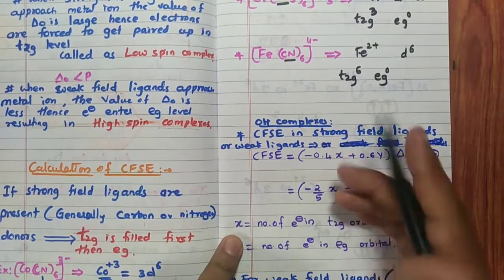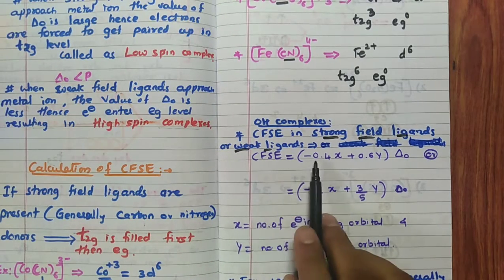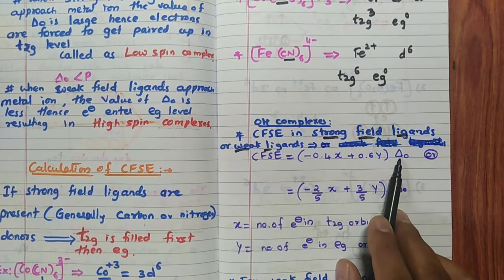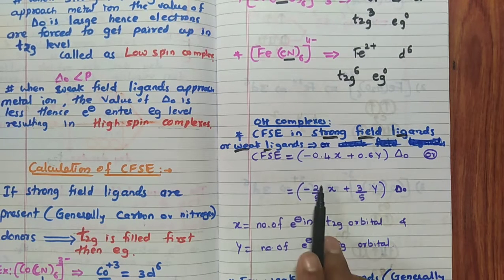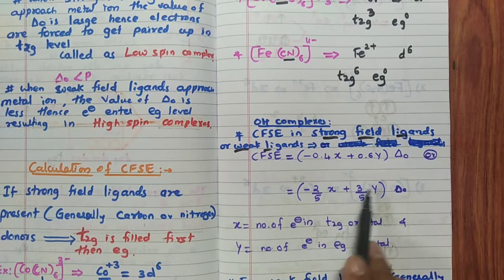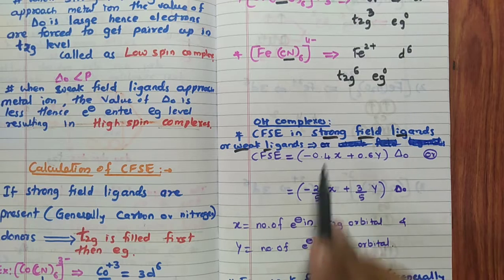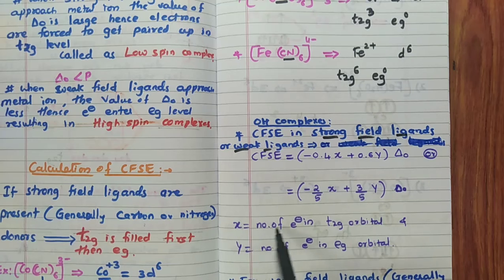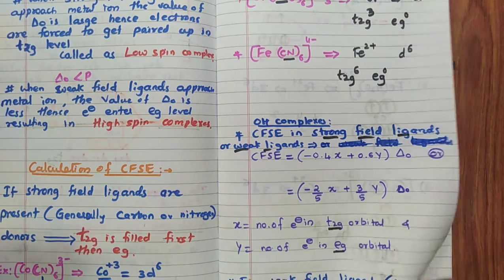So octahedral complexes, it may be strong ligand or weak field ligand. The formula remains the same. Remember that CFSE is equal to minus 0.4x plus 0.6y into delta naught. Remember this formula, very, very important. This 0.4 can be written like this also, minus 2 by 5x plus 3 by 5y. You will get 0.6y and minus 0.4x only. So there is no change in the formula. So here x and y mean what? X means the number of electrons in T2g orbital. Y means the number of electrons in Eg orbital. Remember this formula. Now we'll go back to the example.